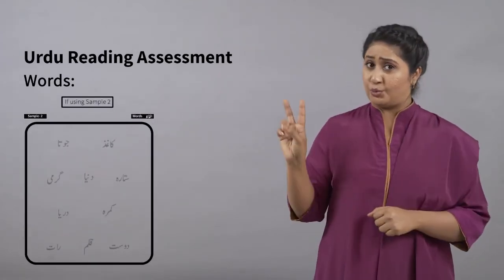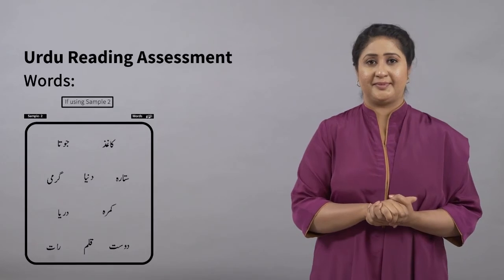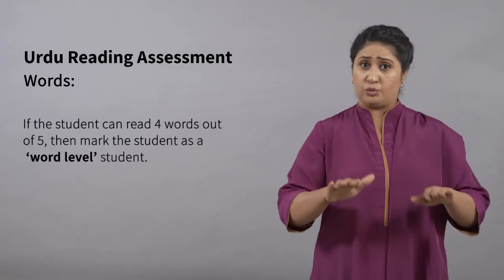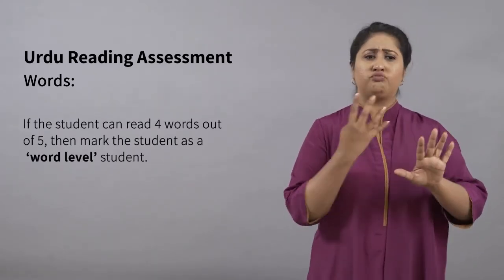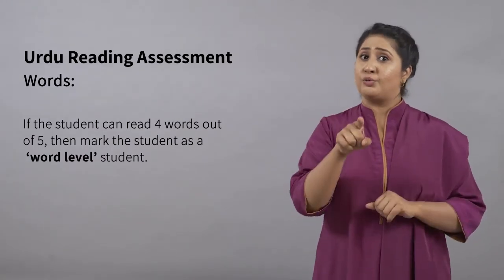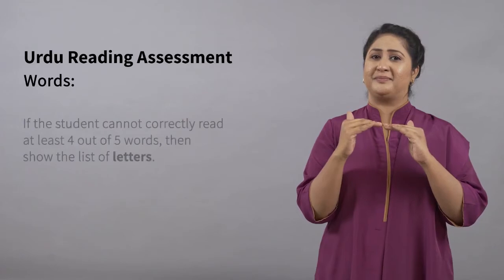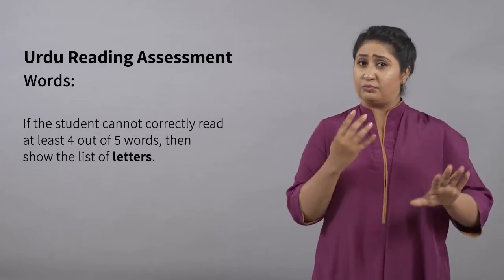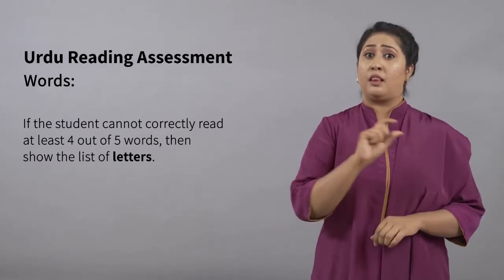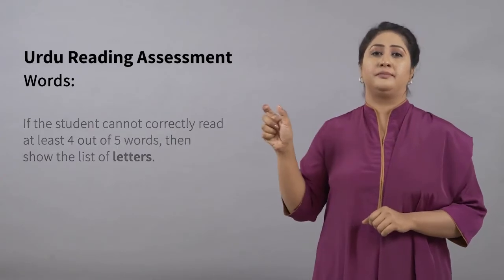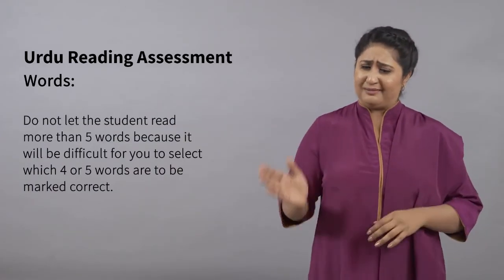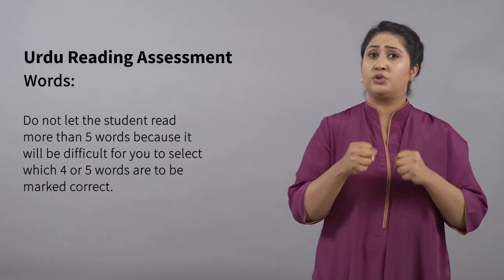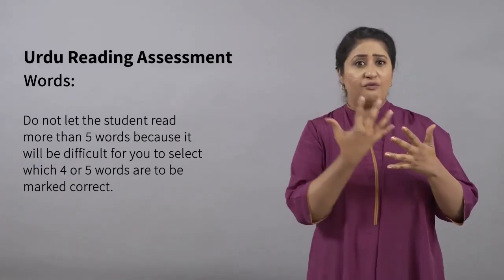Sample 2. Words. If the student can read 4 words out of 5, then mark the student as a word level student. If the student cannot correctly read at least 4 out of 5 words, then show the list of letters. Do not let the student read more than 5 words because it will be difficult for you to select which 4 or 5 words are to be marked correct.